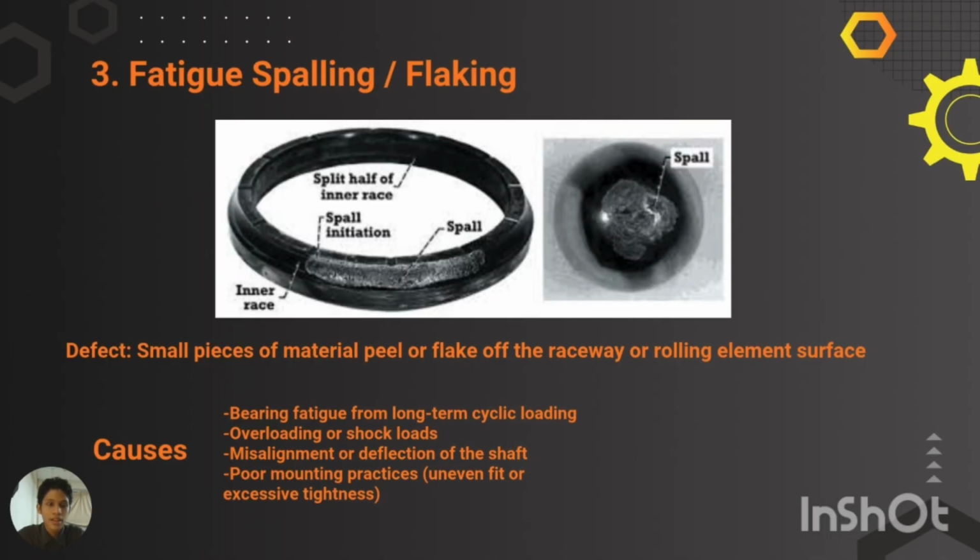This one, lastly, is fatigue spalling or flaking. The defect of it is small pieces of material peel or flake off the raceway or rolling element surface. The causes are bearing fatigue from long-term cyclic loading, overloading or shock loads, misalignment or deflection of the shaft, poor mounting practices, uneven fit, or excessive tightness.